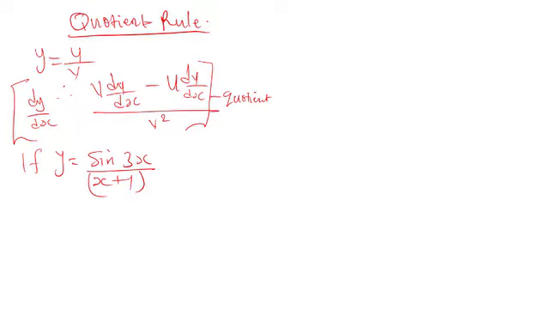v du dx. Don't be confused, this is du dx. V du dx minus u dv dx. So let's say this is our u and this is our v.